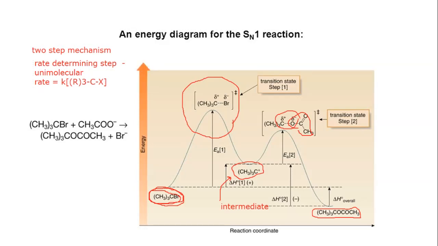For an SN1 reaction, two steps. The first step is the rate determining step. The intermediate is the carbocation. After you form the carbocation, the nucleophile attacks the carbocation, forming your product. And generally, SN reactions are exothermic.